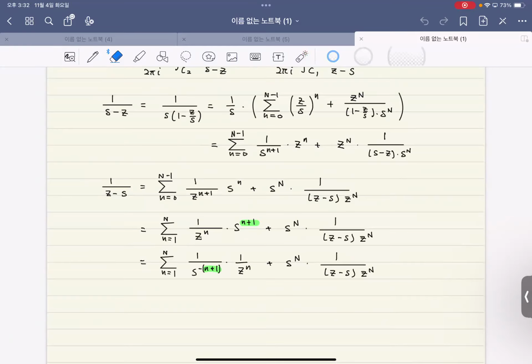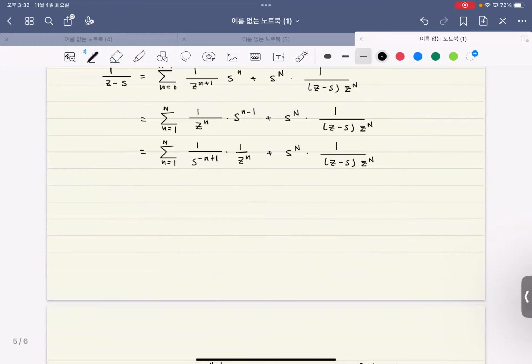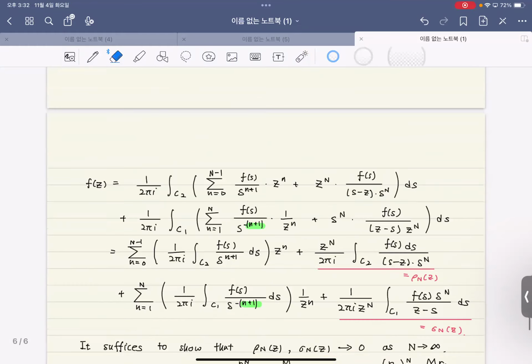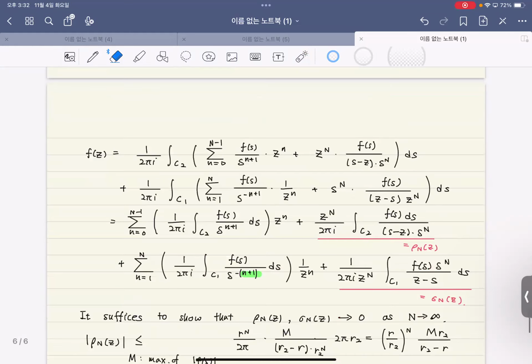So what is the right notation? Sorry, but this one should be minus, and this guy should therefore be positive. And this one also should be, just like this. This is the right notation. I'm really sorry about this.